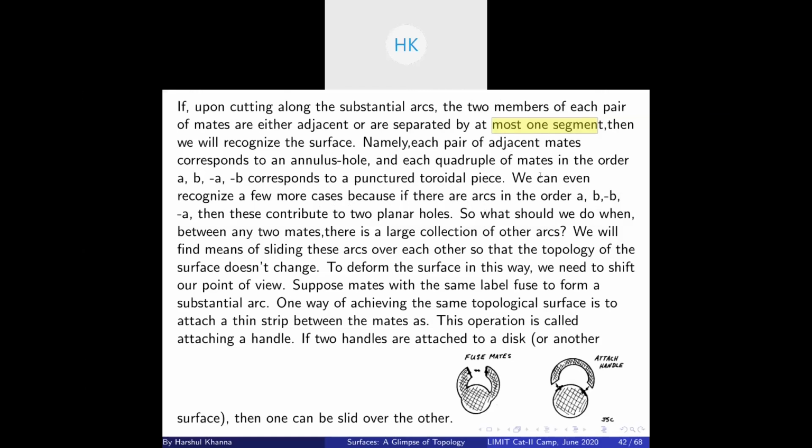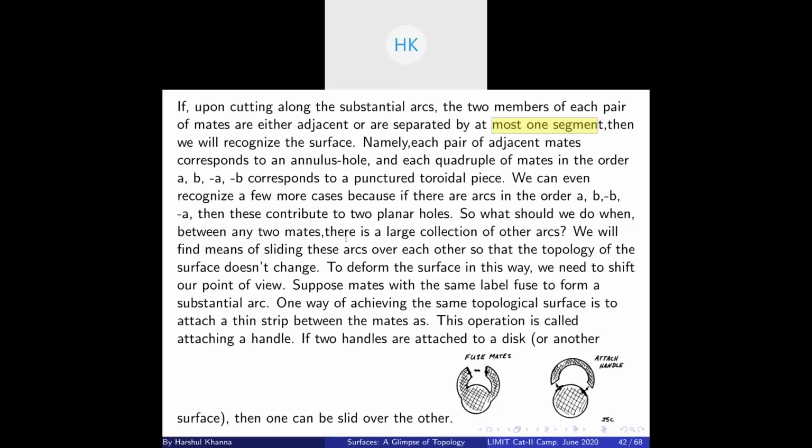We can even recognize a few more cases, because if there are arcs in the order A B minus B A, then these would correspond to two planar holes. You can just rearrange them: suppose A B minus B minus A would be equal to B minus B, minus A. So you would have B minus B and A minus A. That's two planar holes, that is two annulus holes.